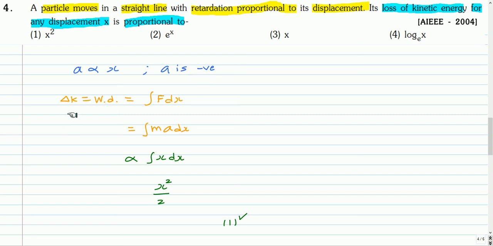So the loss in kinetic energy is equal to the work done against this retarding force. And work done against the retarding force is F into displacement dx and integrated over the total displacement, and the force is mass into acceleration and acceleration is proportional to x. So the loss in kinetic energy is proportional to the integral x dx, which is x square by 2. So the loss in kinetic energy is proportional to x square. So the correct option is option 1.